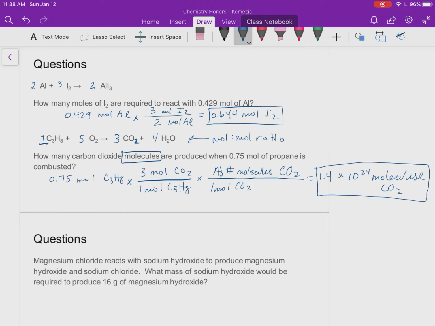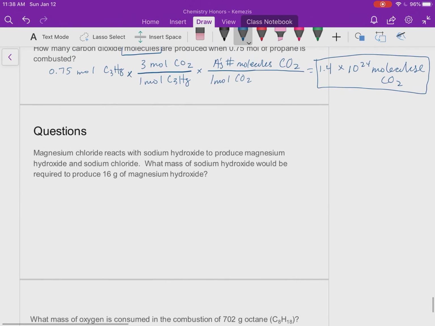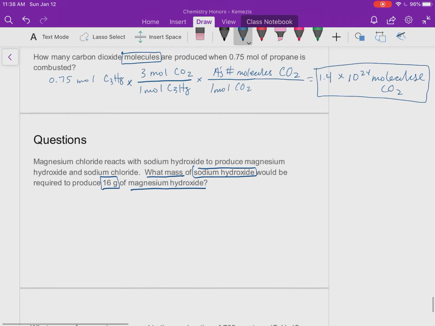Now, understanding that, right, where the balanced equation gets us moles, this question here, first of all, we don't have a reaction, so you're going to have to write the reaction. Magnesium chloride reacts with sodium hydroxide to produce magnesium hydroxide and sodium chloride. That's where you're going to get your reaction from, and you have to balance it. And then all of a sudden it says, what mass of sodium hydroxide would be required to produce 16 grams, which is a mass of magnesium hydroxide?